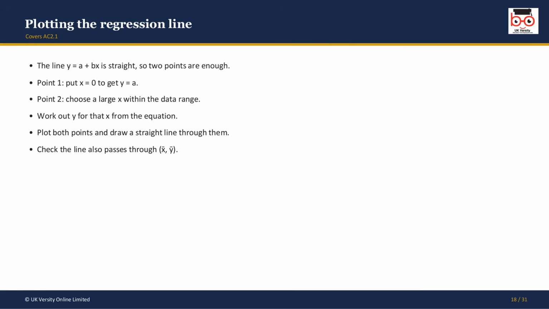Plotting the regression line is easy because it's straight, so you only need 2 points. For the first, put x equal to 0, which gives y equal to a. For the second, pick a large x within your data range and work out its y from the equation. Plot both points, join them with a ruler, and as a check, make sure the line also passes through the mean point, x bar and y bar.